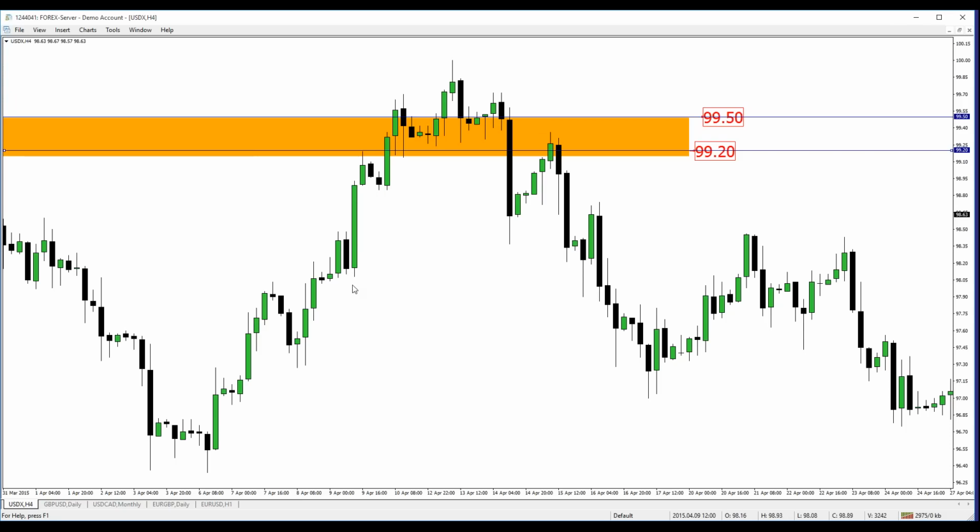So when there's a smaller candle, I like to use the wick to the body of the candle for bearish order blocks. And we're going to highlight that here.